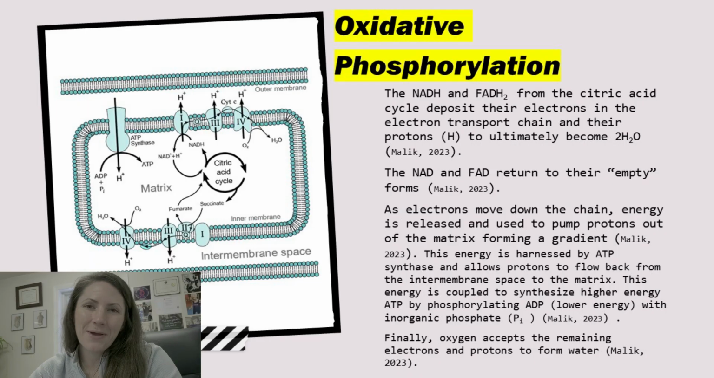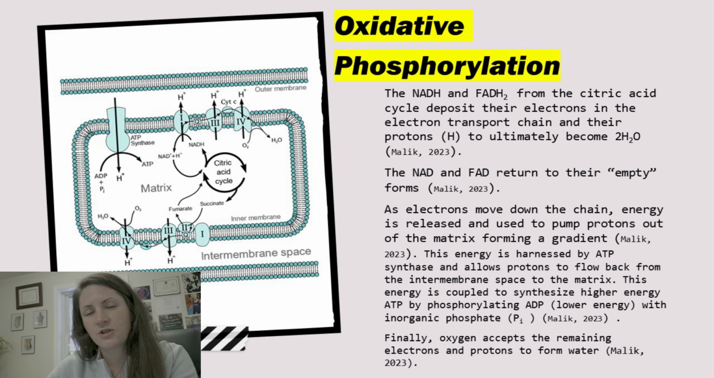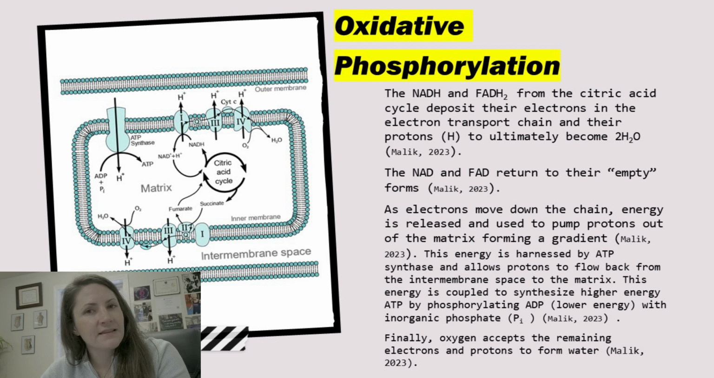Okay, so now we have oxidative phosphorylation. Oxidative phosphorylation is the process through which electrons flow down the electron transport chain. So the NADH and the FADH2 that were created in the citric acid cycle then start to deposit their electrons into the electron transport chain. And their protons ultimately become 2H2O. The NAD and the FAD then, once they've deposited their hydrogens, go back into their empty state of NAD and FAD.